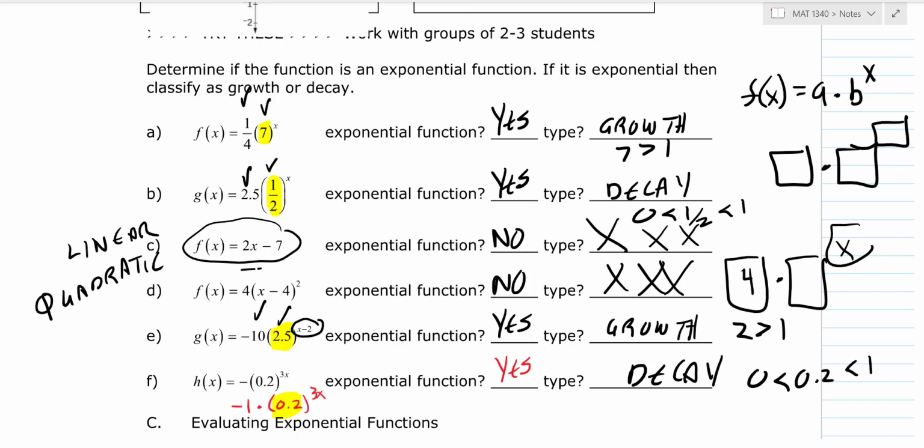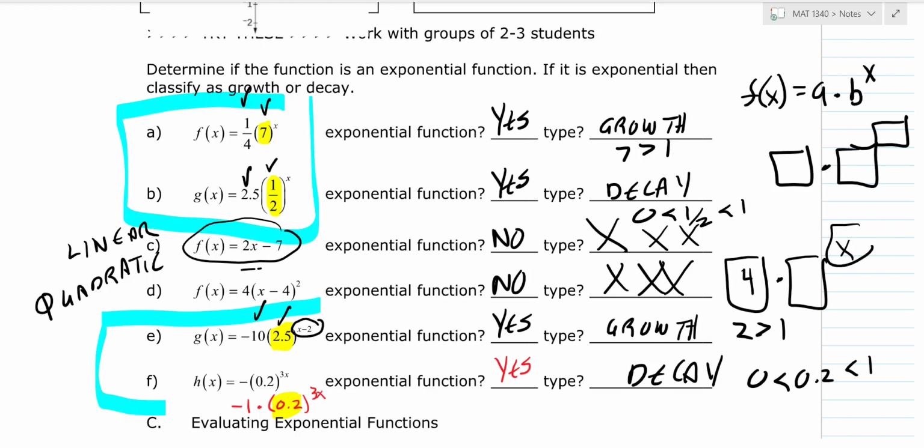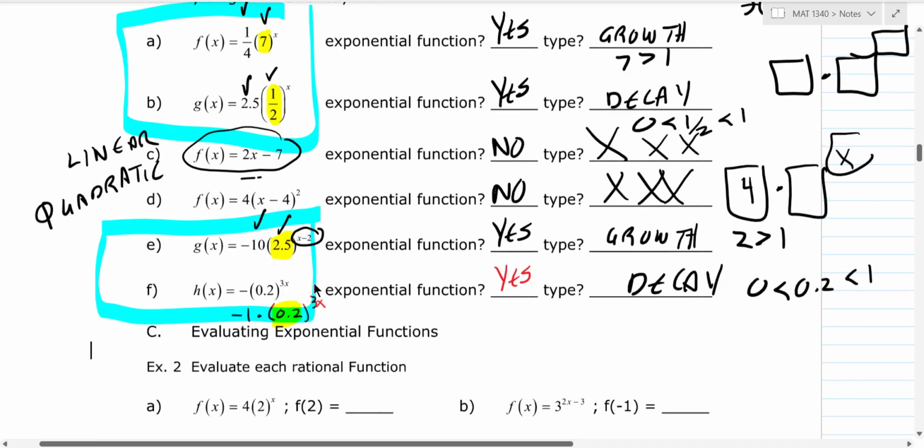Okay? So notice all these problems that we said yes on. These problems right here all have the same structure. What do you have? You have a number, another number to a power, and that power has a variable x in it. That's how you tell. Okay, are we good with that? Okay, and the number that tells us it's growth or decay is the number that's being raised to a power. Okay, that's how we see that.